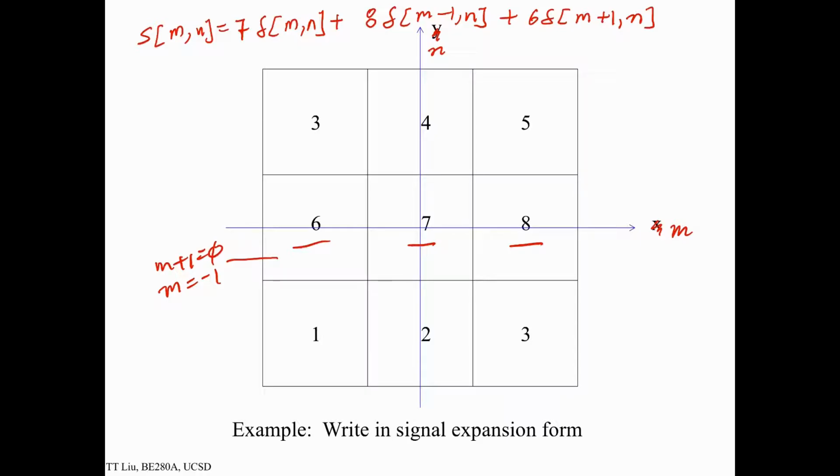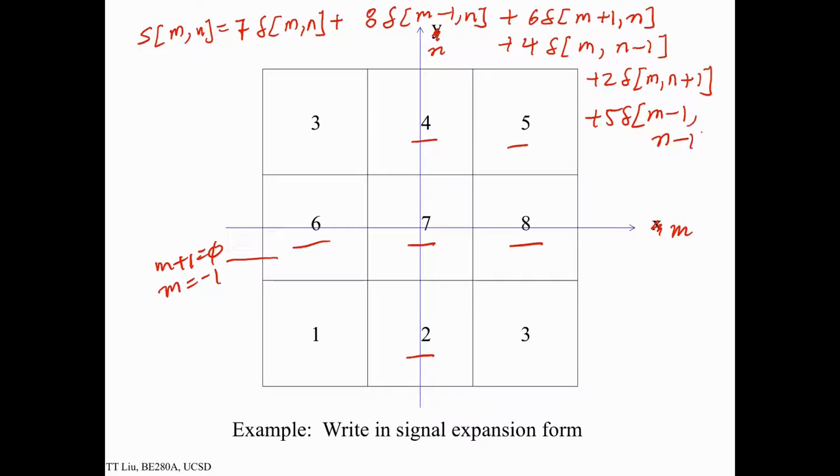So then we can do this term here. So plus 4 delta, we're at m because we're along the m equals 0 axis, but then it's n minus 1 because we're shifted up 1. Look at this 2. So plus 2 delta m, n plus 1. And then let's look at some of these diagonal terms. So this is 5 here. So that's plus 5 delta m minus 1 comma n minus 1.